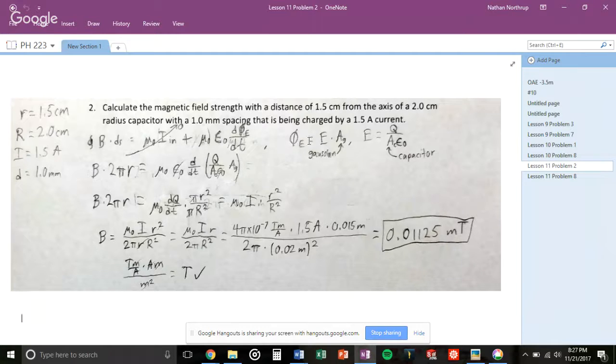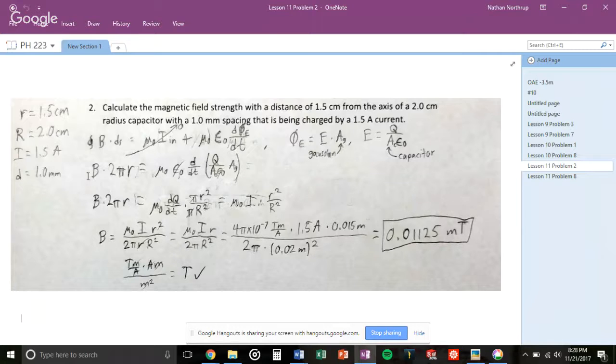So we'll come over here. Our flux for our electric field in there is going to be E times A, and I call it A sub G because that's the area of our Gaussian surface, or our imaginary surface that's circumscribed by that 1.5 centimeter radius. And then our E field is going to be equal to the charge divided by the area of the capacitor times epsilon naught. And so we take this and plug this whole thing into here.